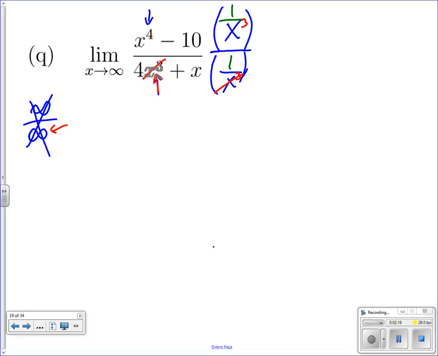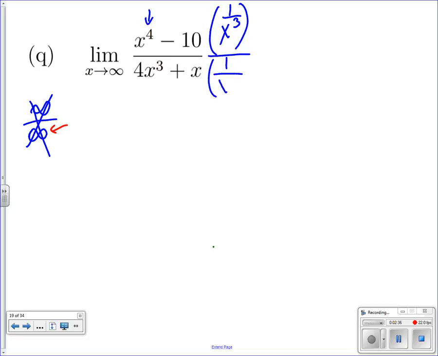I'm going to rewrite this so that you can see the formal way. That was just a little preview of why we're doing some of the things we're doing. So we're going to multiply this entire top by 1 over x cubed over 1 over x cubed.